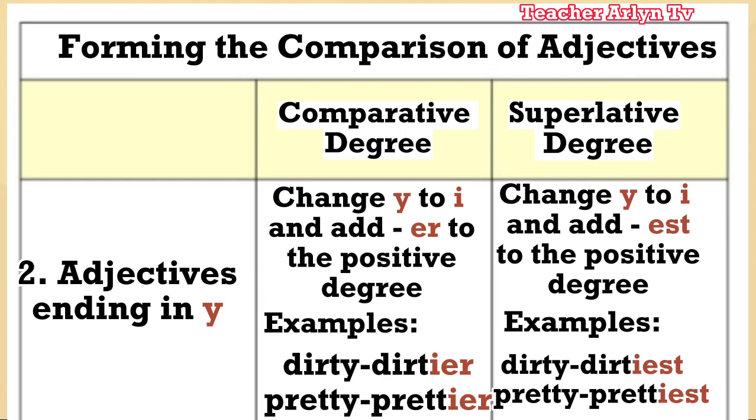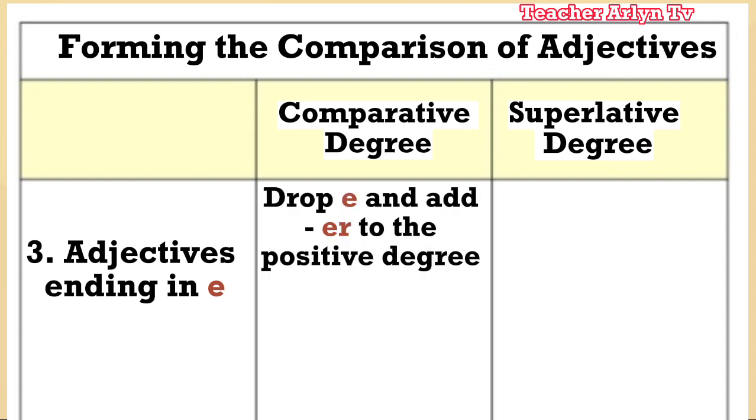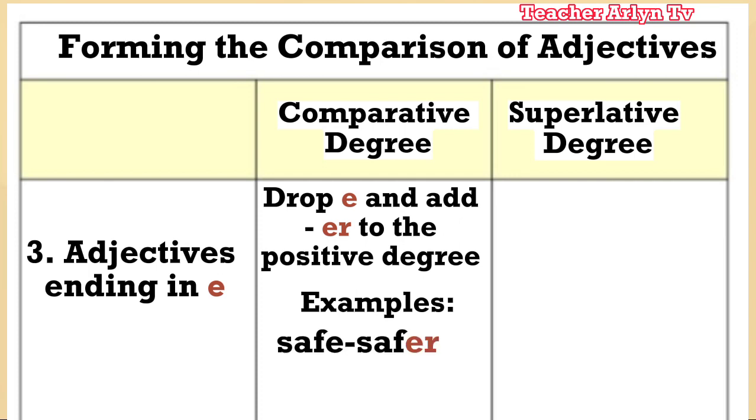Let's have the third rule. The third rule is adjectives ending in e. In writing the comparative degree, drop e and add er to the positive degree. Examples, safe, safer. Drop e and add er. So safe becomes safer. Large, larger. Drop the last letter e in large and add er.